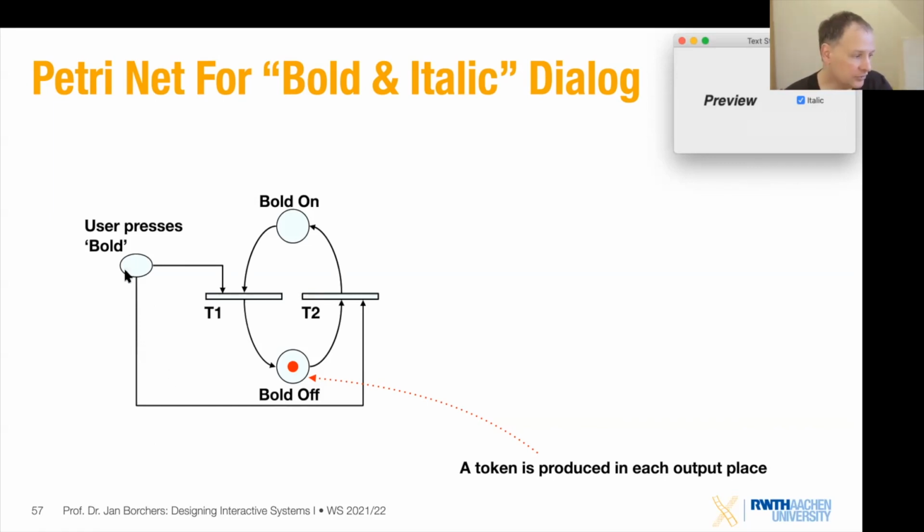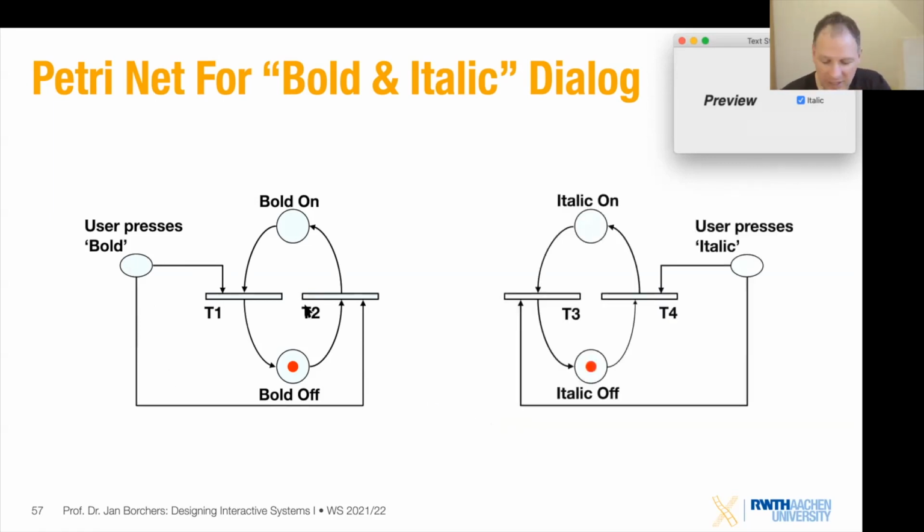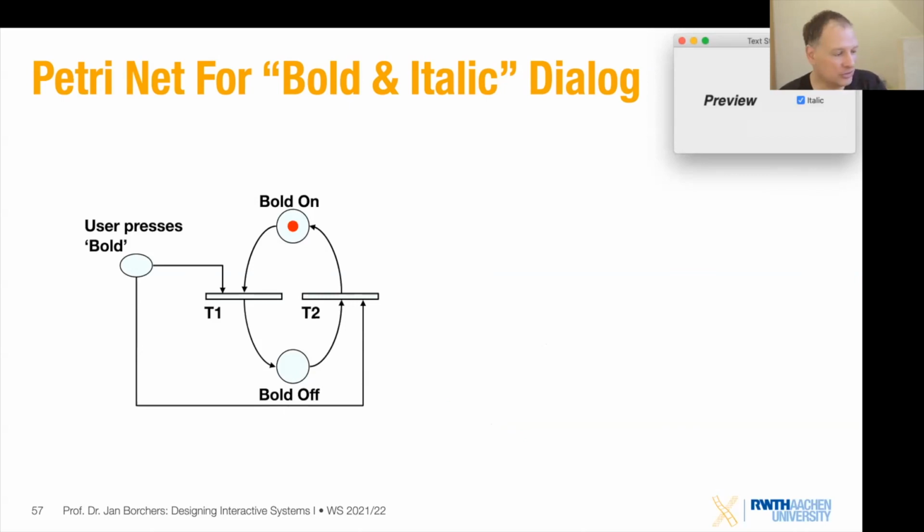Now if the user clicks again, then the token goes up to the top. Anyway, what needs to happen to make this work with italics as well? Felix?